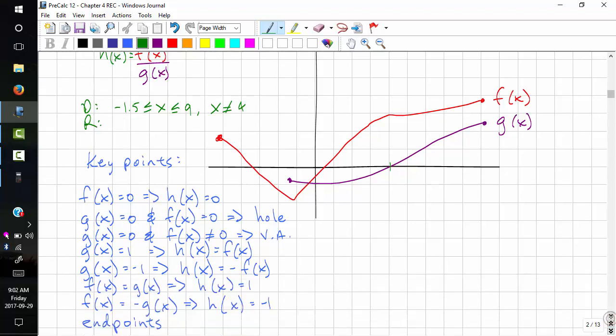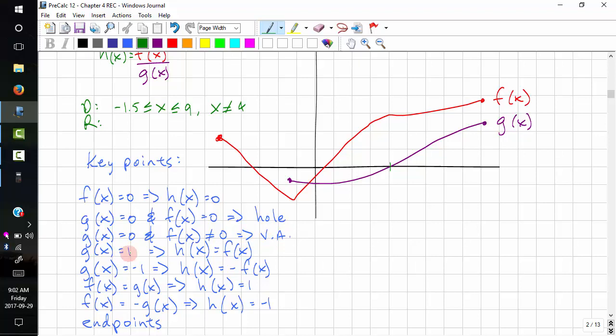Okay, let's look at our key points. If we have 0 divided by g of x, it's 0. If we have g of x equals 0 and f of x equals 0, that means something canceled out, and that's a hole. If we have g of x equals 0 and f of x does not equal 0, that means something did not cancel out, and then we have a vertical asymptote.